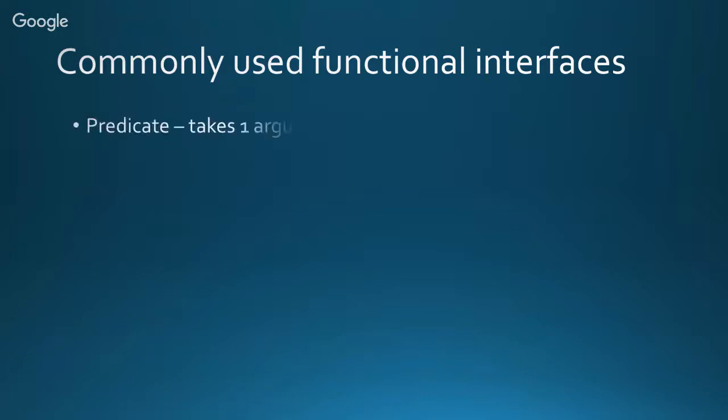Time's going fine, so it should be good. So one of the functional interfaces is called predicate. And it takes in one argument, and it returns true or false.